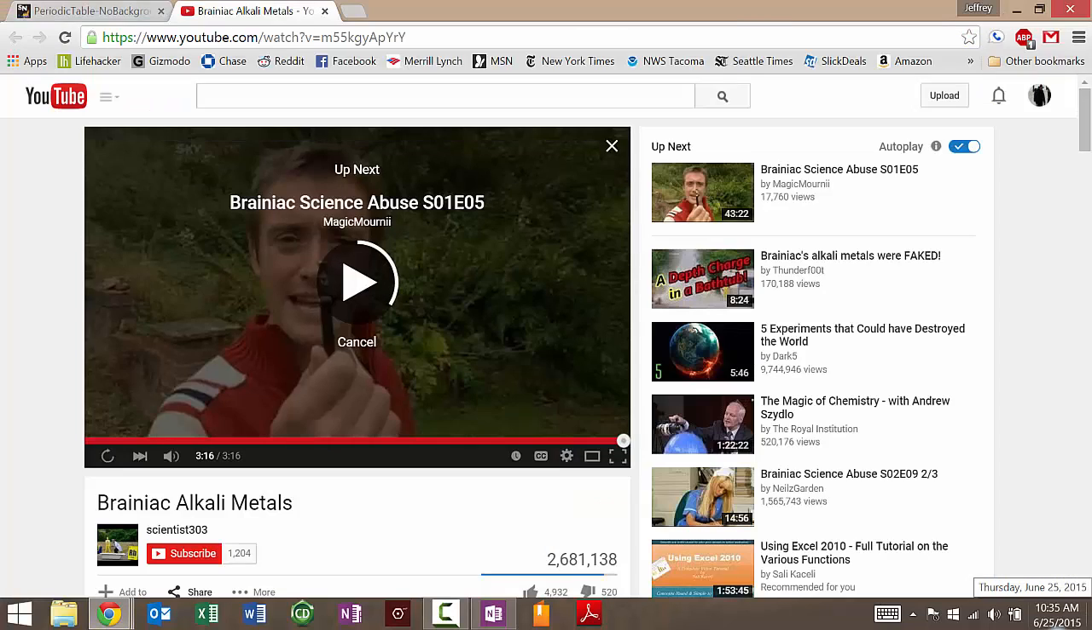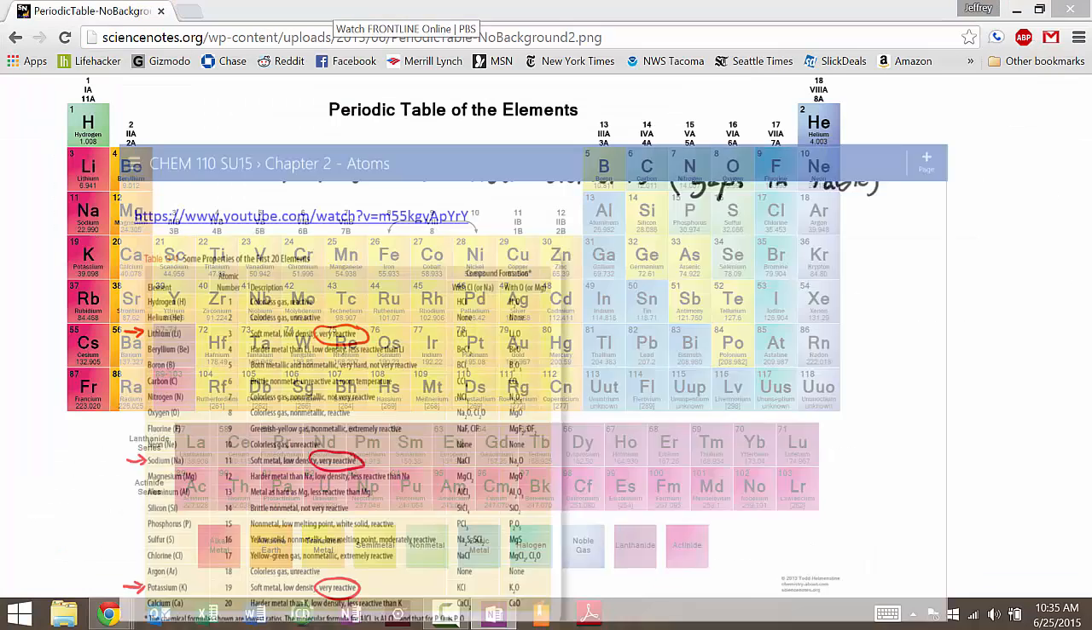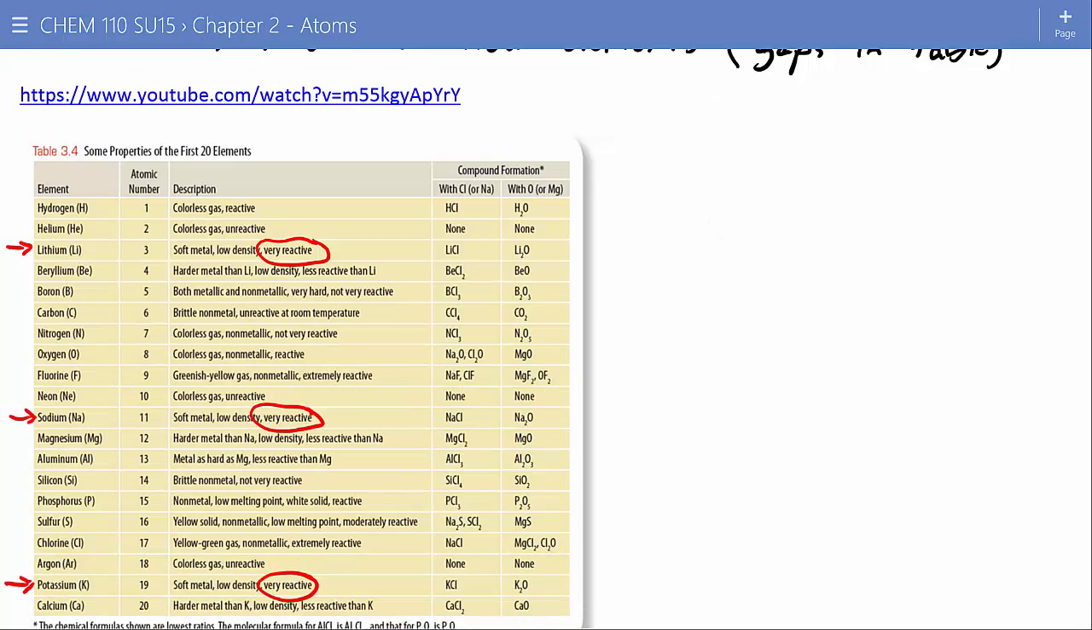So basically they're showing exactly what Dmitri Mendeleev did. He would pull out all of these elements, see if they reacted in a similar way. For example, he noticed that lithium, sodium, potassium, they all explode when you throw them in water. Same thing with rubidium and cesium.